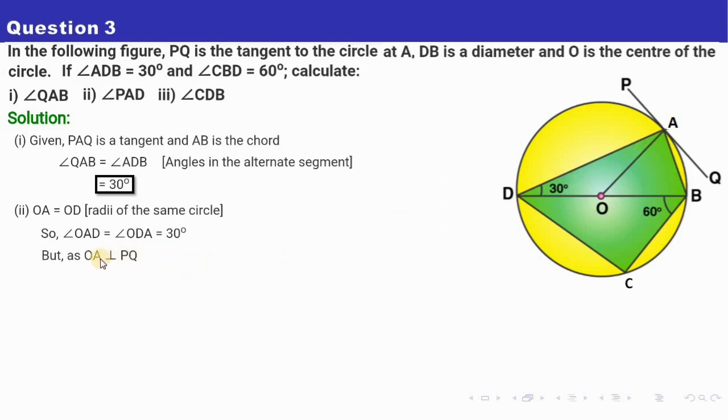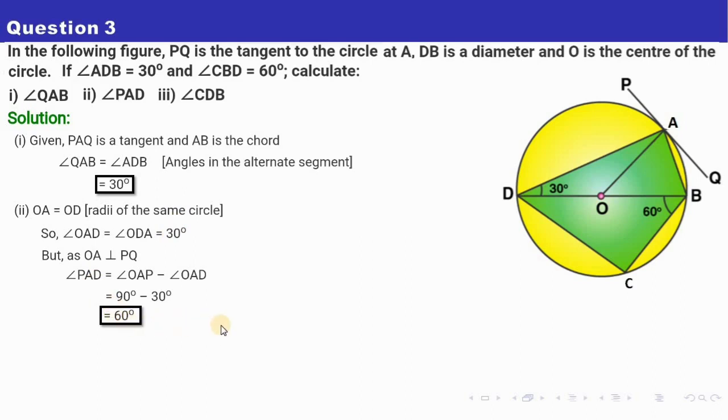As we know that OA is perpendicular to PQ, that means this full angle is 90 degrees, right? So PAD can be written as this full angle, that is PAO, minus this angle, that is OAD. So what is the value of OAP? This full angle is 90 degrees, and OAD, just now we found it to be 30 degrees. So the answer for angle PAD will be equal to 60 degrees here.